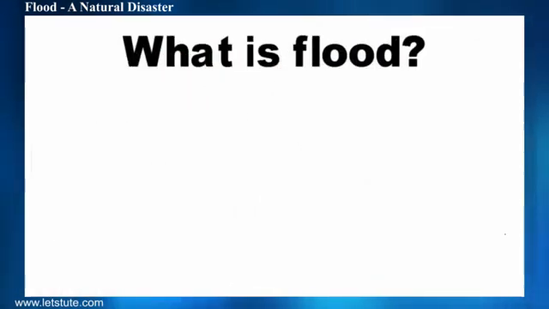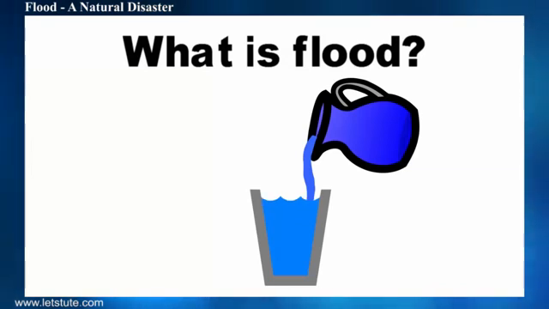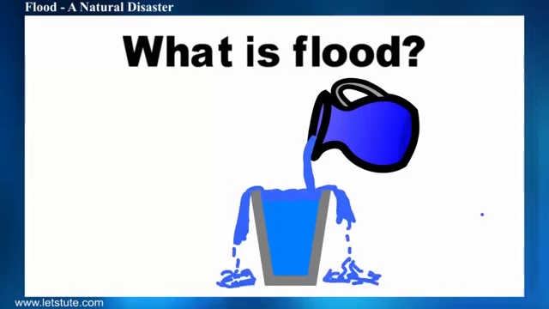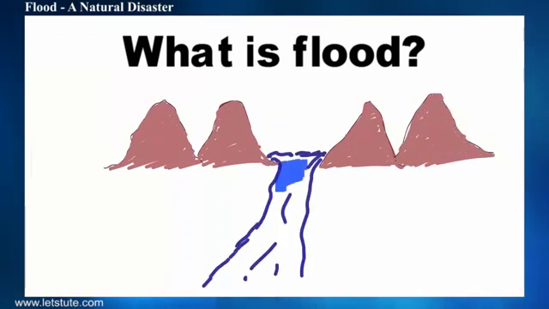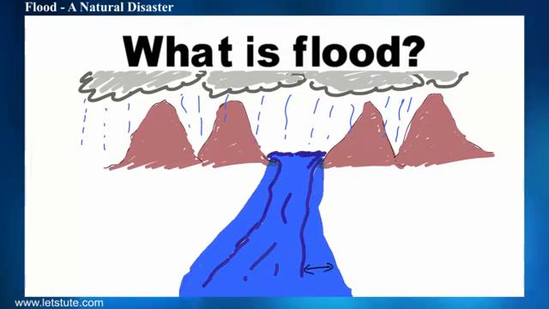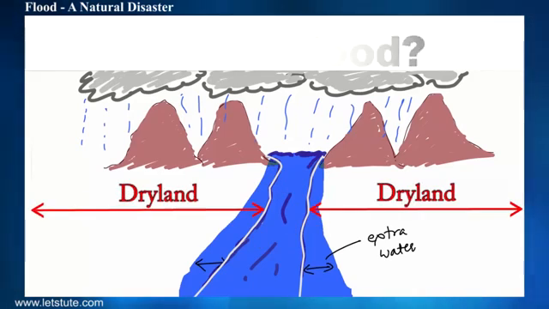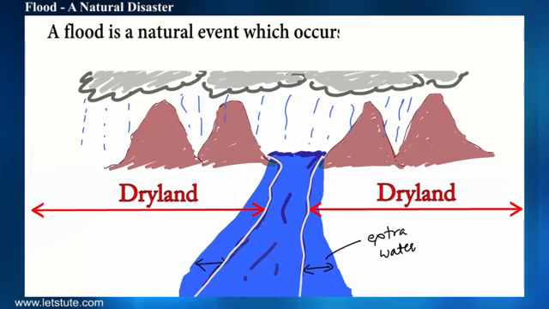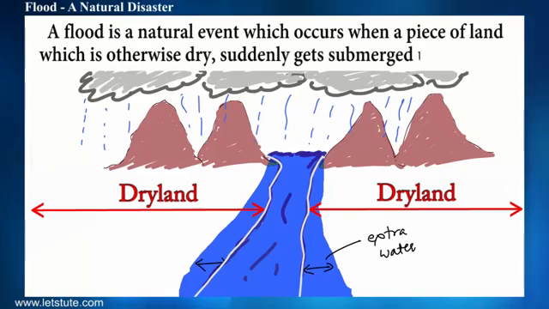Friends, just imagine that we have a glass which is partially filled with water. But we just kept on pouring water in it. After a point, the water would just spill out and spread here and there, right? A similar situation occurs during a flood. Due to heavy rains or other natural disasters, a river receives too much extra water. Actually, so much in excess than what it can carry. So this excess water overflows from its normal path onto the nearby dry land. So a flood is a natural event which occurs when a piece of land which is otherwise dry suddenly gets submerged underwater.